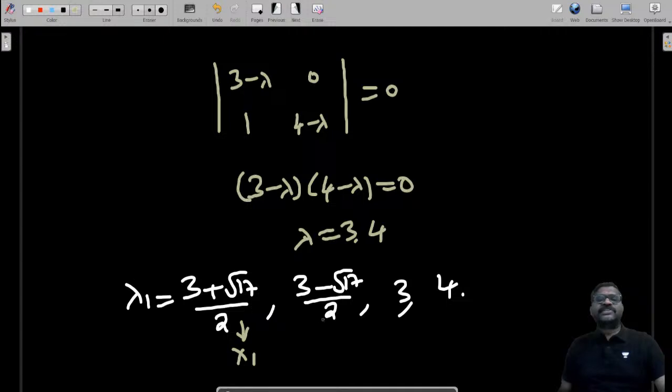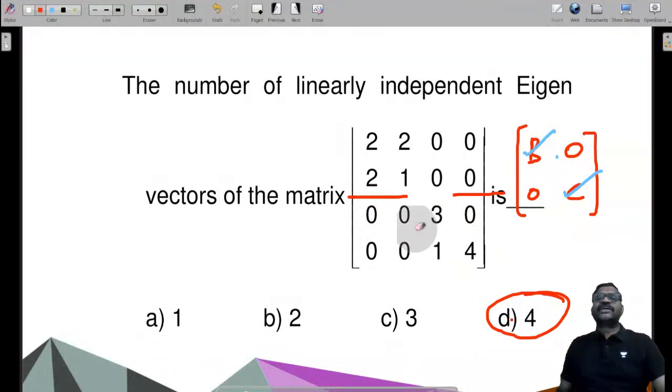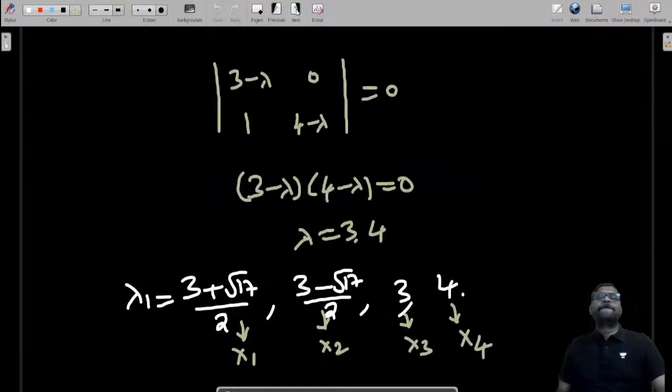Corresponding to lambda 1, there is x1. Corresponding to lambda 2, there is x2. Corresponding to lambda 3, there is x3. Corresponding to lambda 4, there is x4. All 4 eigenvalues are different. Therefore, all 4 eigenvectors are different. Understood? Next problem.